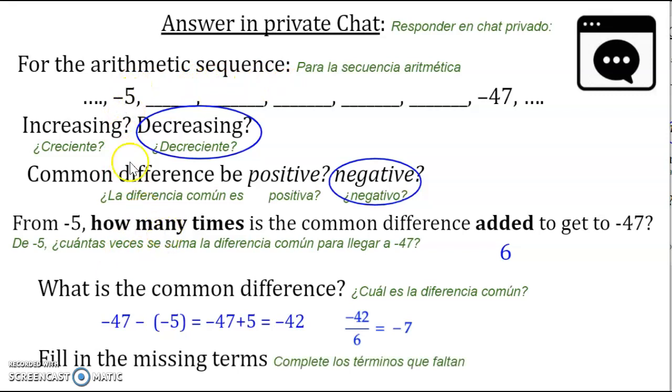So we can fill the missing numbers. -5 minus 7 is going to be -12. Minus 7 again is going to be -19. -26, -33, and -40, and finally -47.